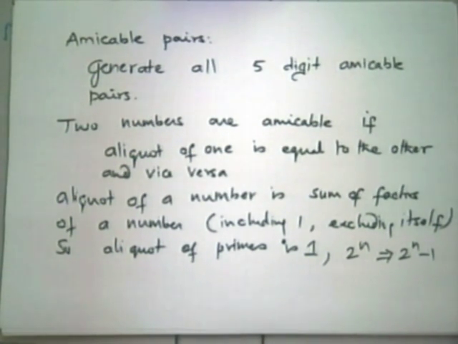What do you mean by an aliquot of a number? It is the sum of the factors of a number. For the purposes of the aliquot definition, a factor is any number smaller than the given number, including 1, that divides the number without a remainder. So given this way of defining a factor, the aliquot of a prime is obviously 1 and the aliquot of 2 power n is 2 power n minus 1, because 1 plus 2 plus 4 up to 2 power n minus 1 is nothing but a power set addition. Those two examples are given just to give you an idea of what aliquot is.